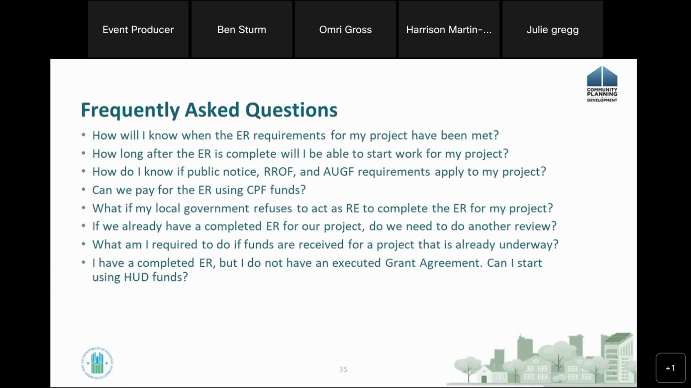Okay, the next question that we have on here, I believe that's our last question, is: I have a completed environmental review, but I do not have an executed grant agreement. Can I start using HUD funds?